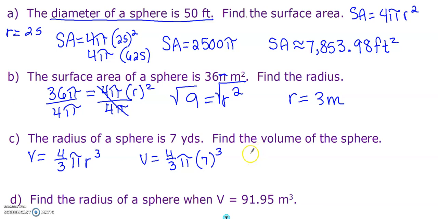So now I have 4/3 pi 343. I'm going to go ahead and multiply my 343 by 4/3 and see if I get a whole number. What did you get?